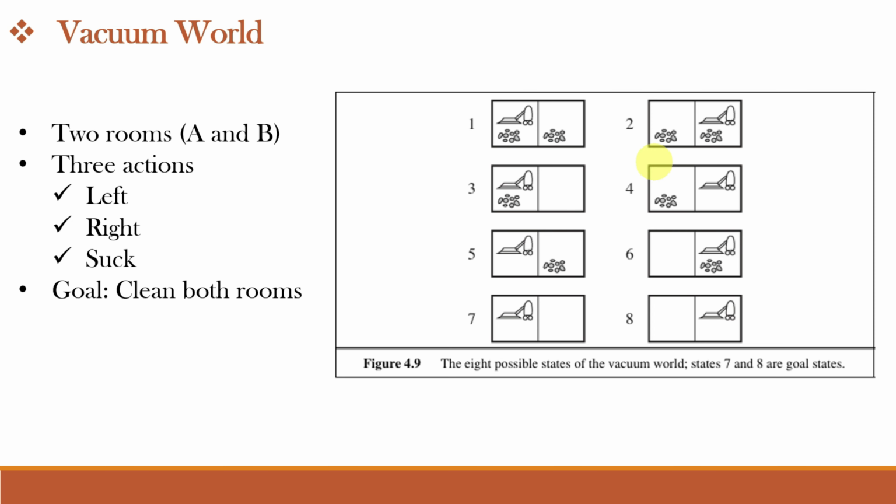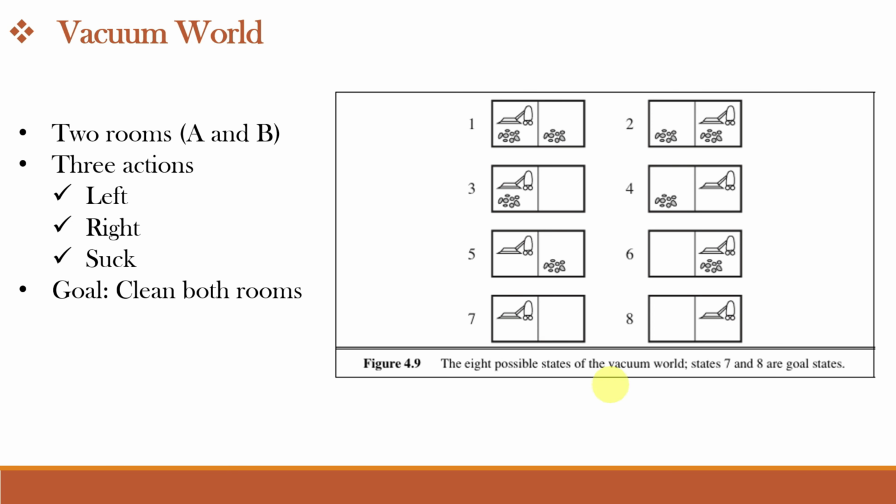The environment contains 2 rooms, A and B. The vacuum cleaner can move left, move right, or clean the current room using the suck action. As shown in the figure, there are 8 different possible states depending on the position of the vacuum cleaner and whether each room is clean or dirty. States 7 and 8 are the goal states because both rooms are clean. So in a deterministic environment, finding a sequence of actions is very easy.